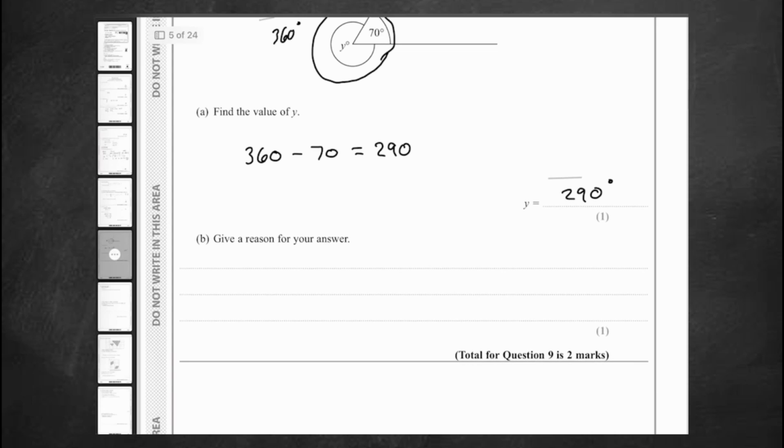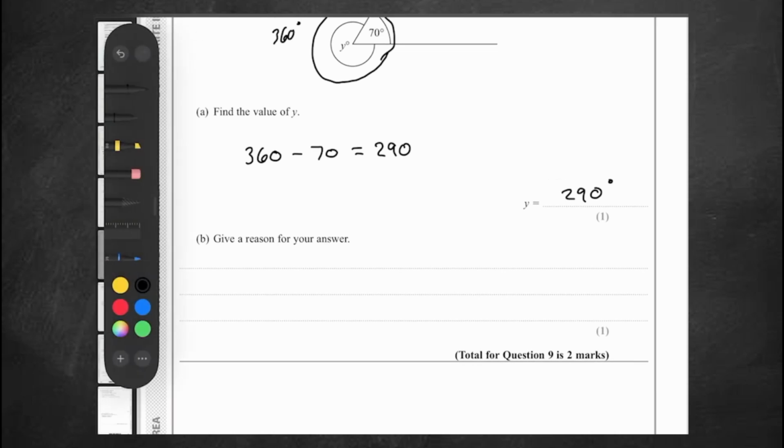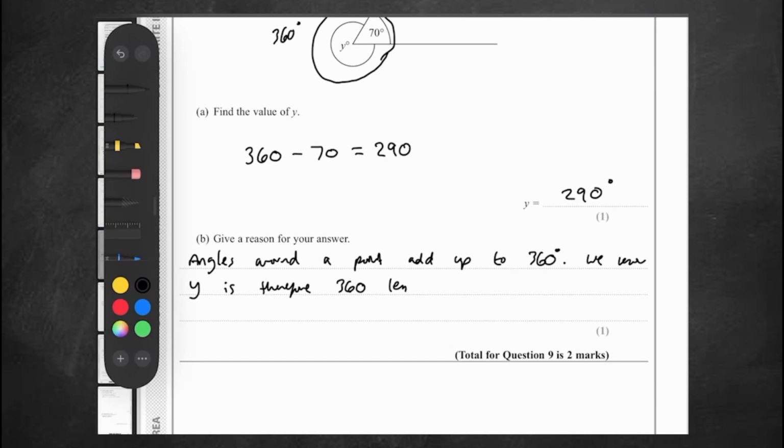Part B, give a reason for your answer. Well, what we just said above. Angles around a point add up to 360 degrees. We know y is therefore 360 less the 70 degrees of the angle.